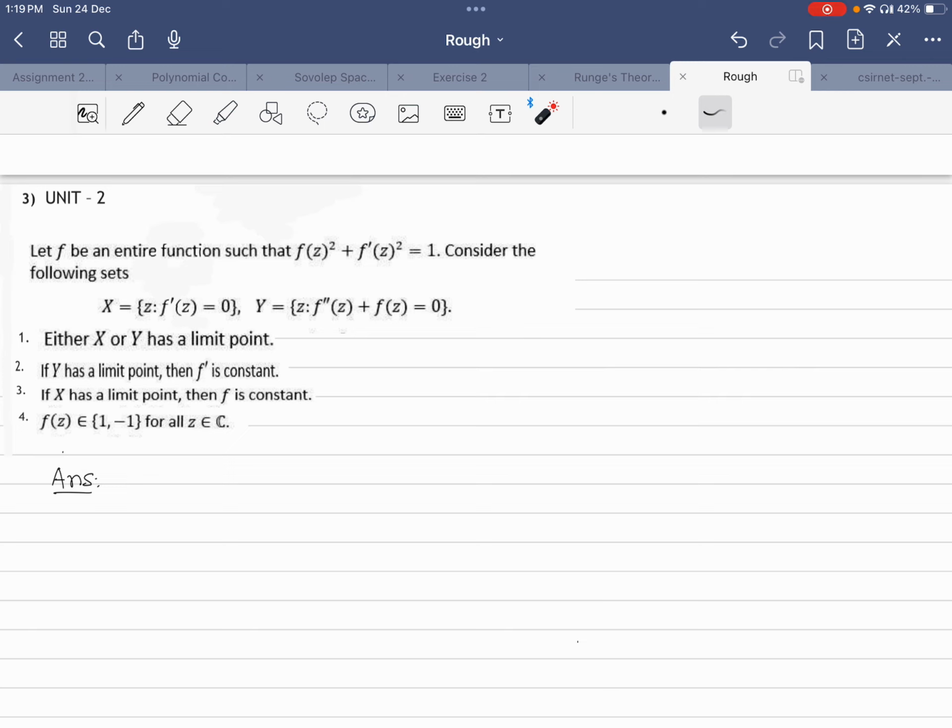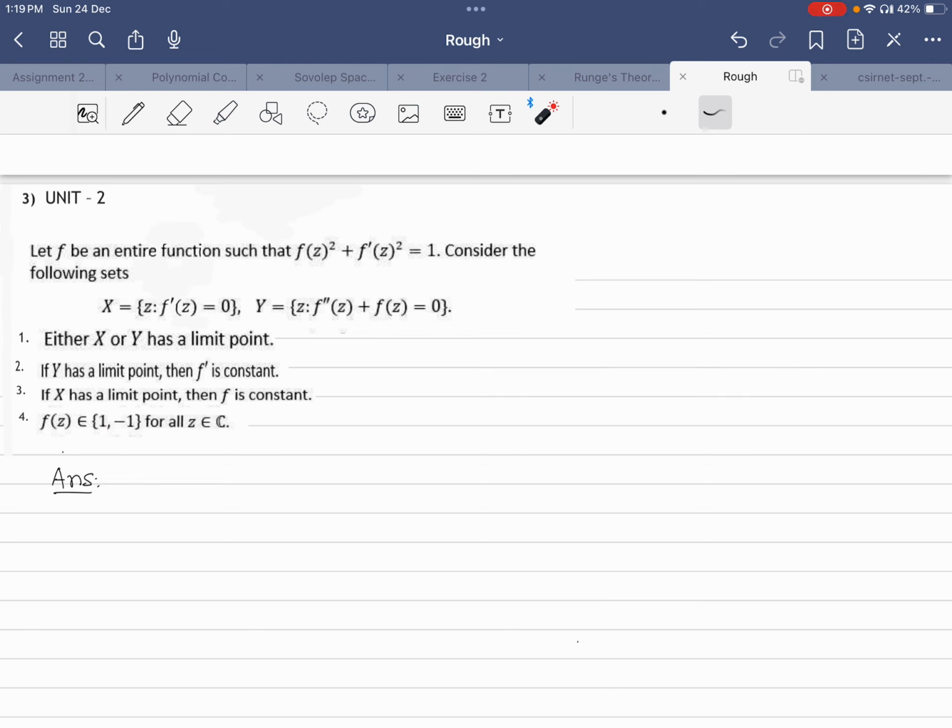Okay. So the first option is either X or Y has a limit point. The second option is if Y has a limit point, then f prime is constant. The third option is if X has a limit point, then f is constant. The fourth option is f of z belongs to the set {1, -1} for all z. It means the range of f is a subset of {1, -1}.